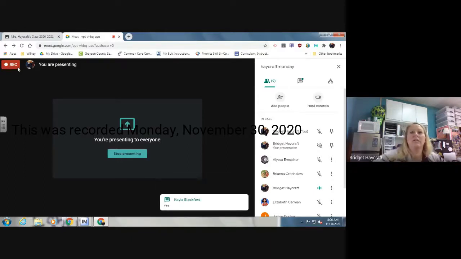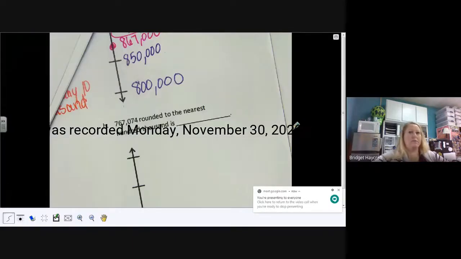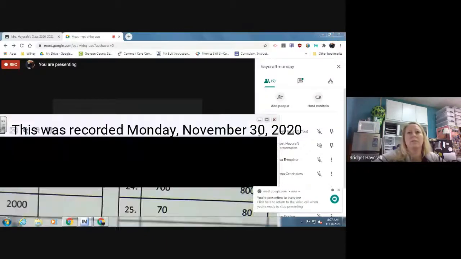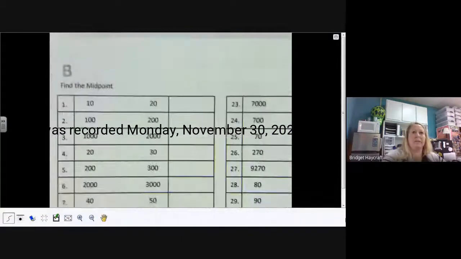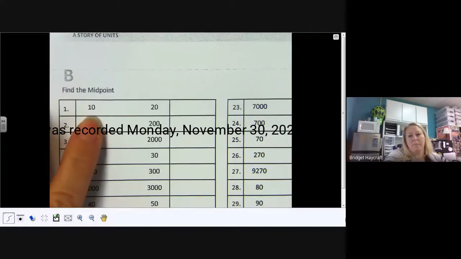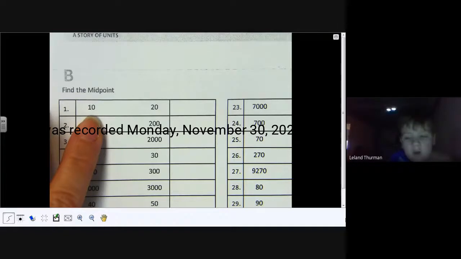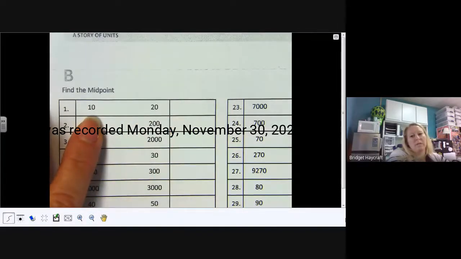Looks good. So we're going to start with refreshing, and my screen is already frozen this morning. We're going to refresh on finding the midpoint. So let's look at this. What would be the midpoint in this, Leland? $100. No, not between 10 and 20. The midpoint wouldn't be 100.